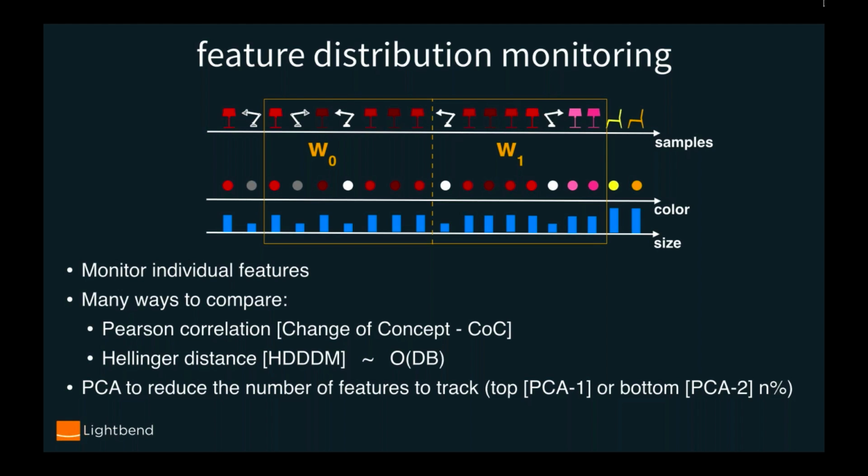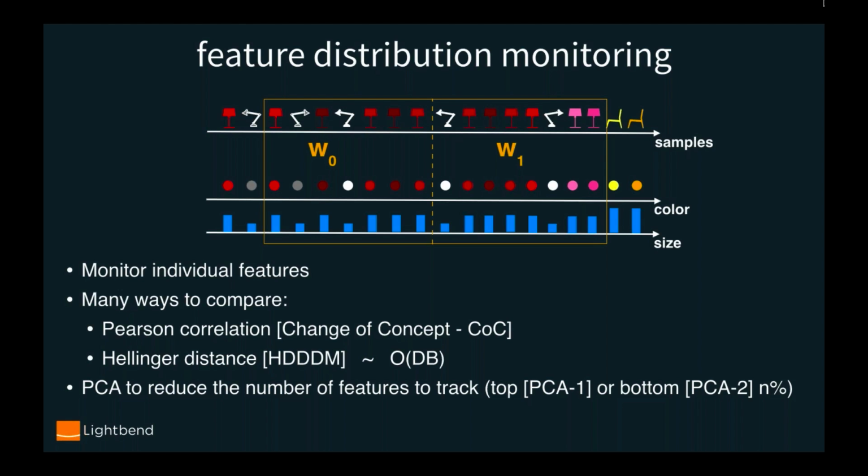Now, if we have a lot of features to track, it may be a good idea to use principal components analysis to reduce the number of features. There are different camps in this. One camp suggests using the top 10% of the PCA for monitoring. The other camp finds better results with the bottom 9%. So there's some contention there, but the idea is using PCA to reduce the number of features to track.